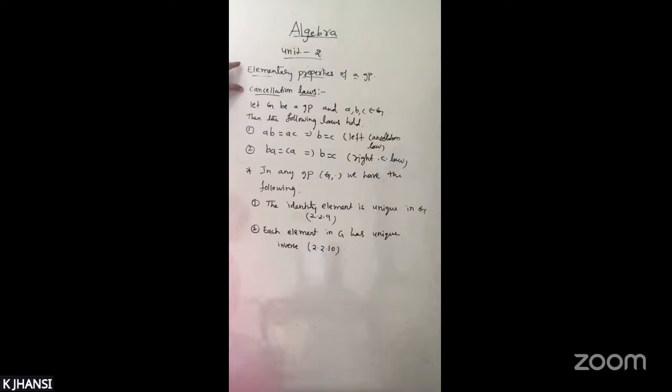So the main elementary properties of a group are, first one is the cancellation law, second one is the identity element is unique in G, and third one is each element in G has a unique inverse. These three are called the elementary properties of a group. Okay. Next we have idempotent element.